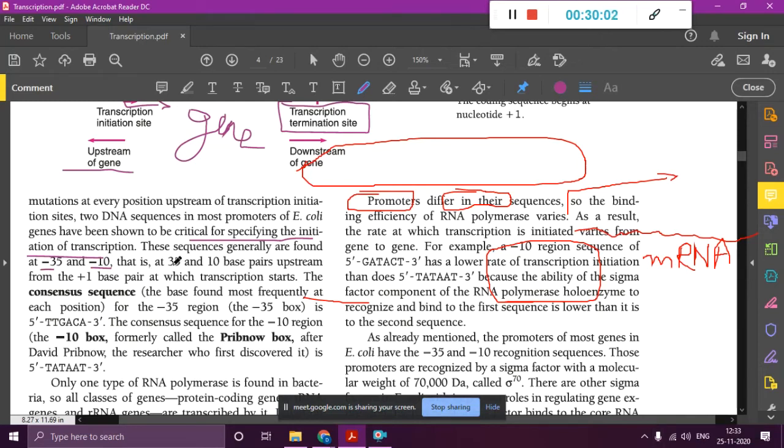It is the -10 region, and that is 35 and 10 base pairs upstream from the +1 base pair. So they are known as consensus sequences. In the -35 the sequence is TTGACA, and in the -10 it is TATAAT. You have to remember this. This is also known as the Pribnow box. Some people call it the TATA box.